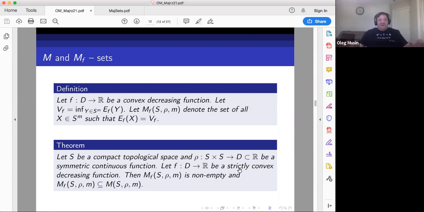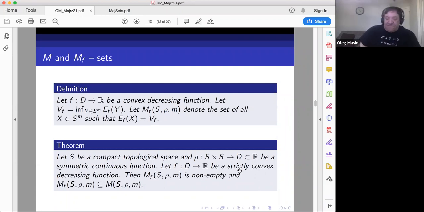That means the M set in this general case covers all minimum energy sets for any f, for any strictly convex decreasing function f. So in some sense, it is a super minimum. It contains all of them, all minimums.